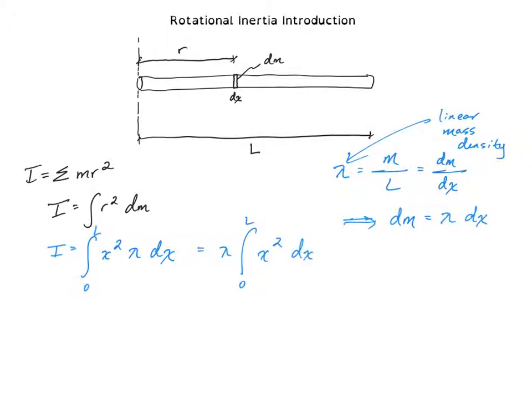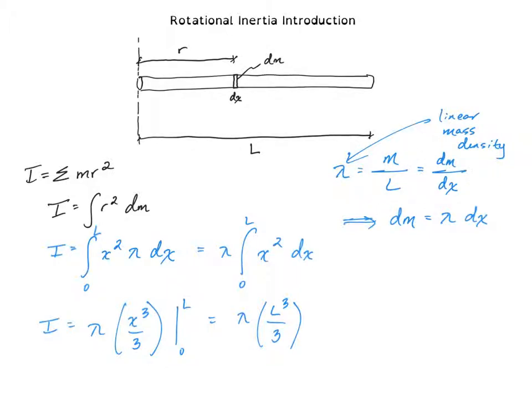Doing that integration, we end up with lambda times x cubed divided by 3, and we have to remember our bounds, 0 to L. Now plugging in our bounds, the 0 is not really going to do anything for us. So we end up with lambda times L cubed divided by 3. But now we can take this one more step and remember that lambda is m divided by L.